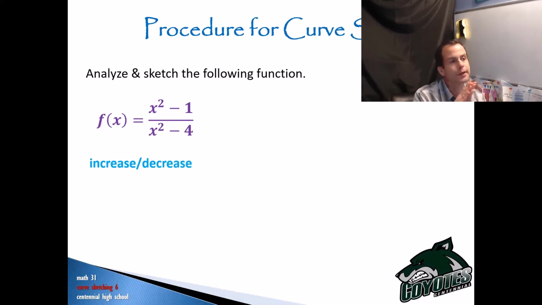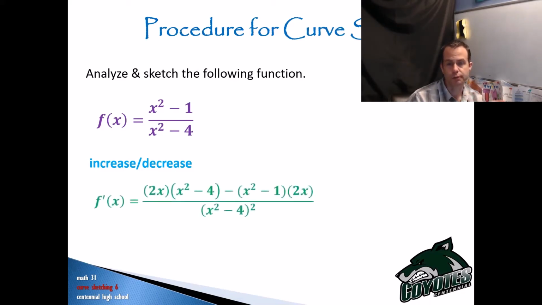Okay, so I'm looking for intervals of increasing and decreasing for the function. I need to take the first derivative in order to do that. So I'm looking at the quotient rule here. So I'll be looking at the derivative of f times g minus f times the derivative of g, all over g squared. So the derivative of f is 2x times x squared minus 4, minus f, x squared minus 1, over the derivative of g, which is 2x, all over x squared minus 4.